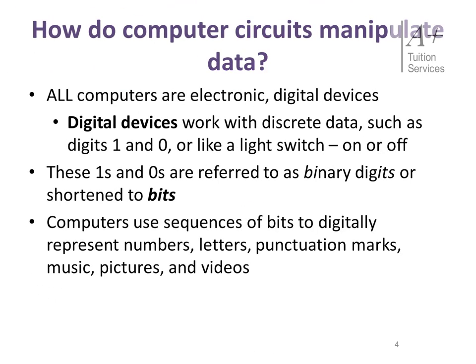So now we can ask the question, how do computer circuits manipulate data? And you may ask the question, I wonder how the computer will understand what I read or what I type to it. Basically, all computers are electronic digital devices. Digital device meaning it works only with discrete data such as digits 1 and 0, or like a light switch on and off. And this is where we talk about binary digits. These ones and zeros are referred to as binary digits or shortened to bits.